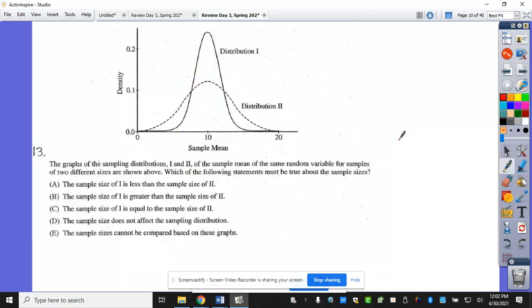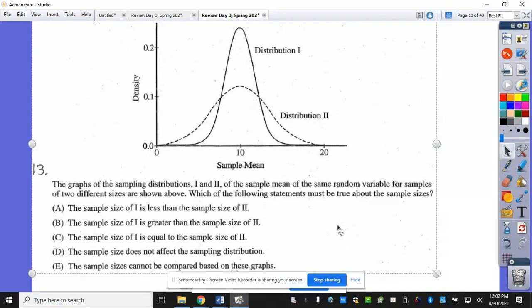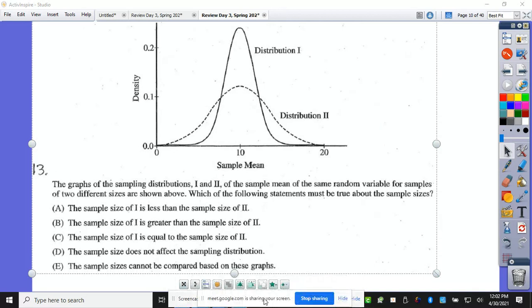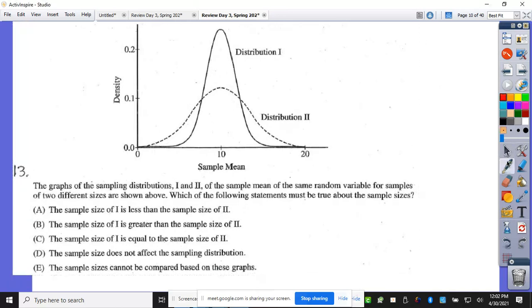All right, number 13. The graphs of the distributions 1 and 2 of the sample mean of the same random variable, which just means we're sampling from the same thing, of 2 different sizes are shown. So the only thing we are changing is what? Sample size. Finish that. That looks like all.